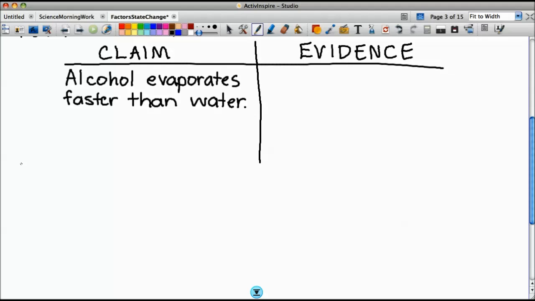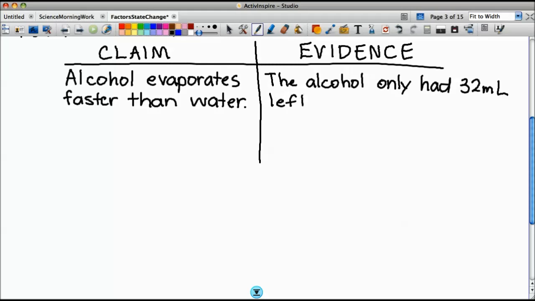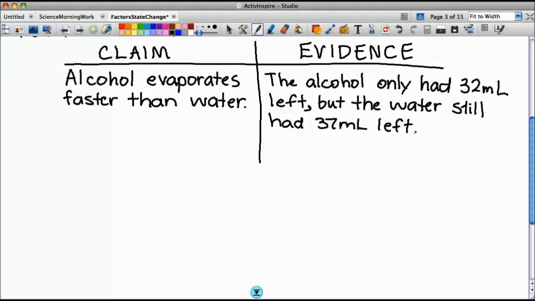How do we know that alcohol goes faster than water? Olivia. They both started with 40, alcohol 32. So does that match up with your data? The alcohol had 32, but the water still had 37. So let's write that down. The alcohol only had 32 milliliters left. But the water still had 37 milliliters left. Tell me when you're caught up with me.